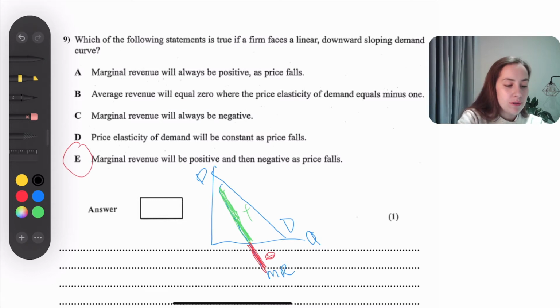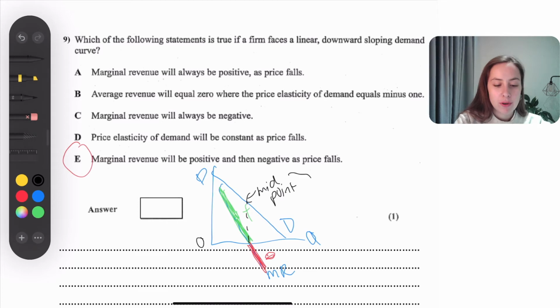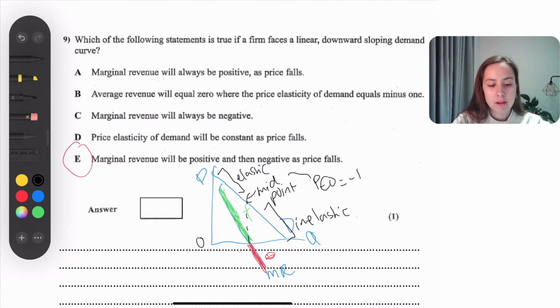Just for the record, this point where your MR cuts the axis 0 corresponds to the midpoint of your demand curve. And that midpoint has a PED of -1. This bit has a PED that's elastic, and this one has a PED of inelastic. I know that one can throw you guys off a lot, but if you just remember that, that will also help you to see that B is just not right.